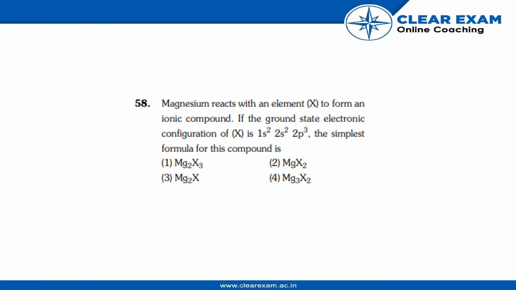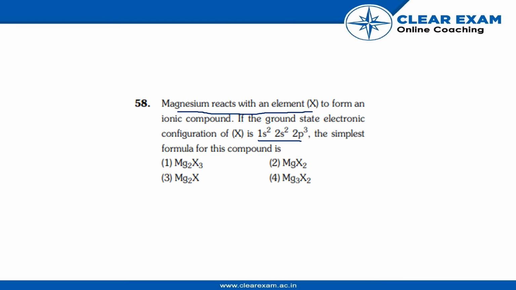Students, we would be discussing this question and its solution. The question says magnesium reacts with an element X to form an ionic compound. If the ground state electronic configuration of X is 1s2, 2s2, 2p3, the simplest formula for this compound is Mg2X3, MgX2, Mg2X or Mg3X2.